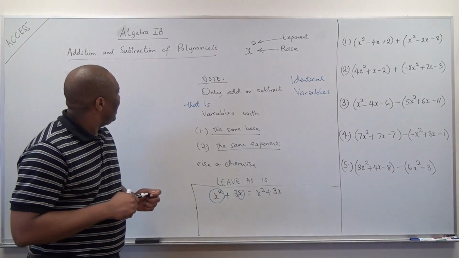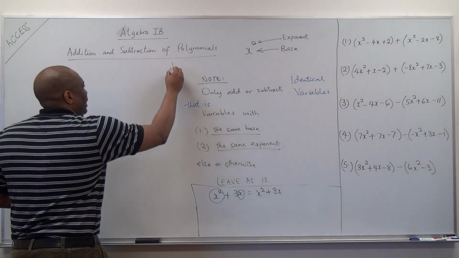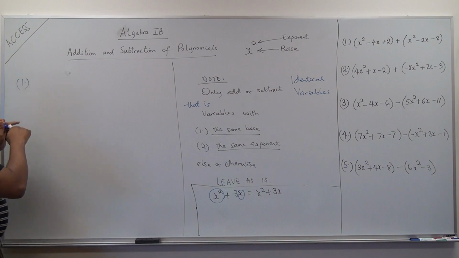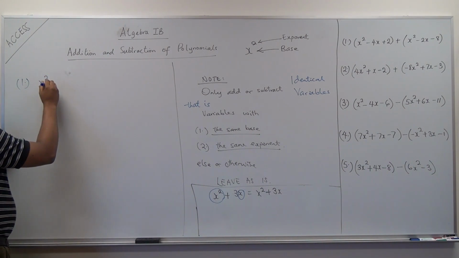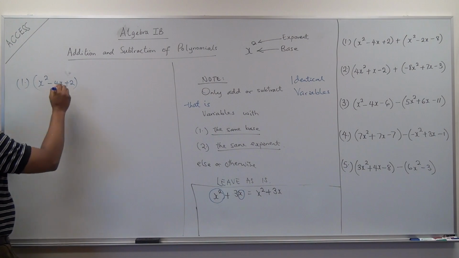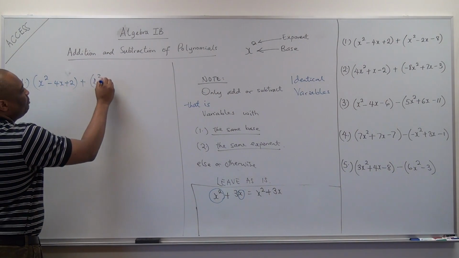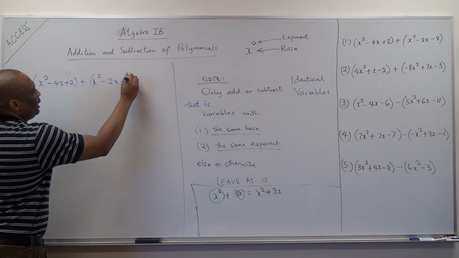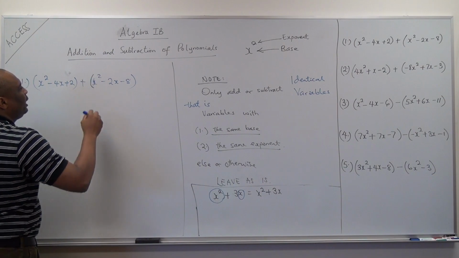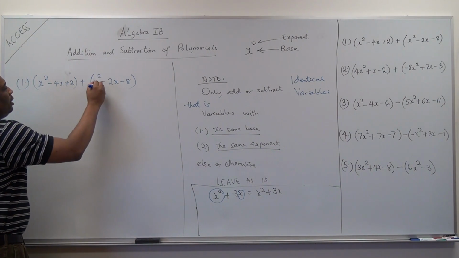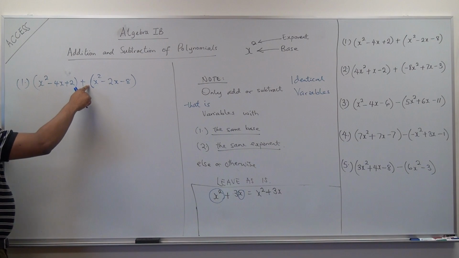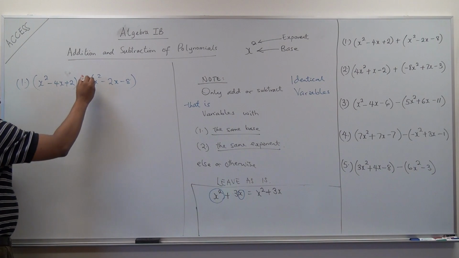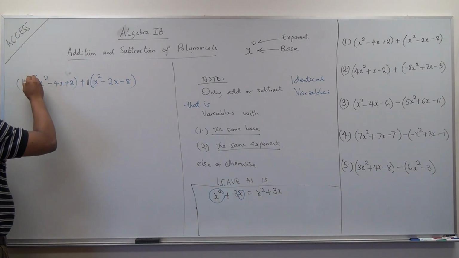Okay, folks, let's go ahead and start. Number 1. We have x squared minus 4x plus 2 plus x squared minus 2x minus 8. Okay, if you look at this now, what is the number here? This is assumed to be 1. And this is assumed to be 1.